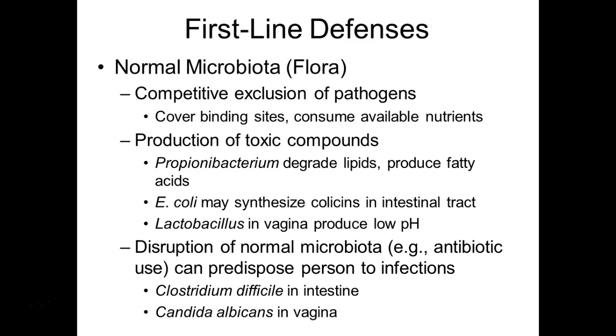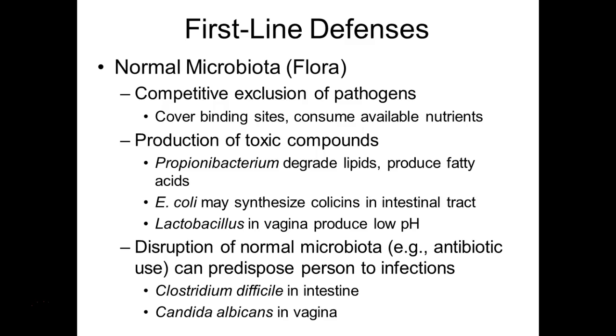So, Propionibacterium, these guys degrade lipids and produce fatty acids. So they'll eat the sebum that we produce, that oily substance, and they'll produce fatty acids that are toxic to pathogenic organisms. E. coli is found to synthesize substances we refer to as colicins. And these, again, are inhibitory to pathogenic organisms. Lactobacillus actually produces acid, and that's what helps maintain the low pH in the vagina for most women.